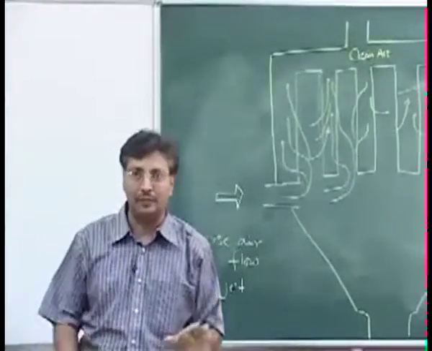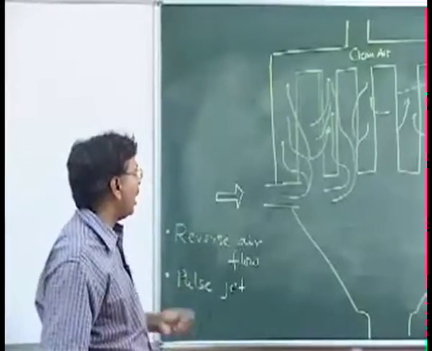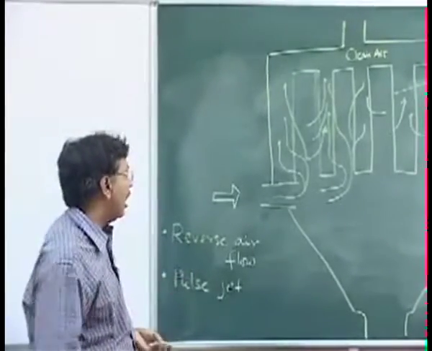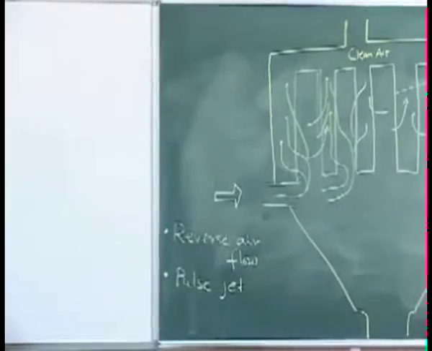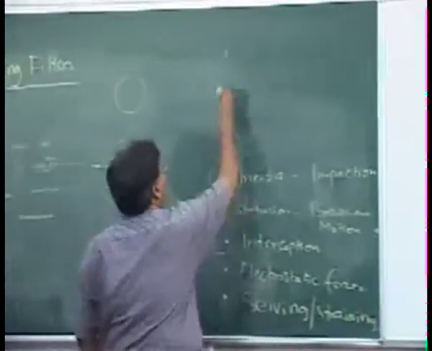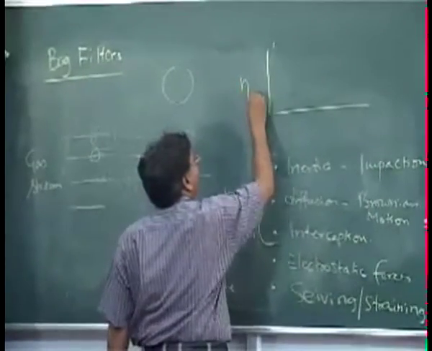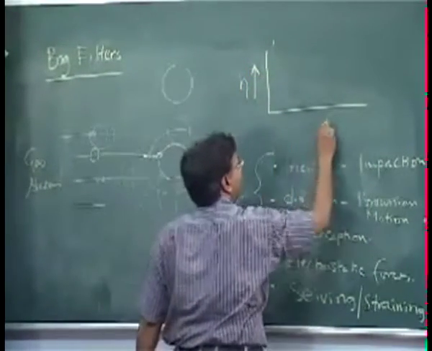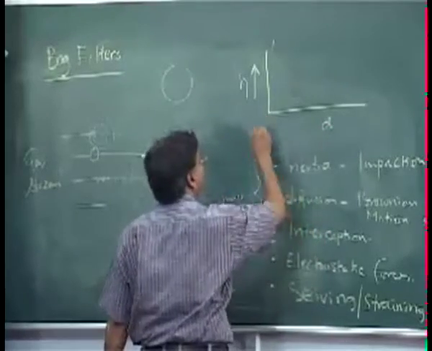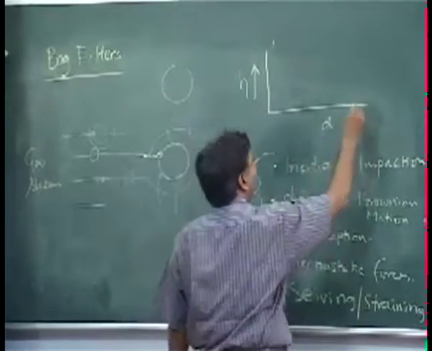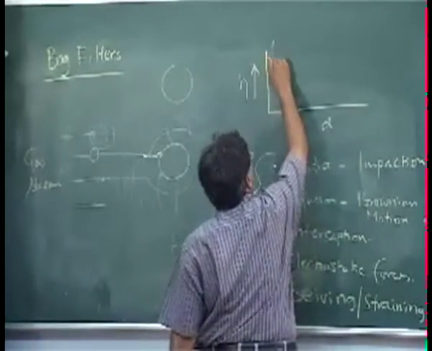That's a very important thing. So you have this particular idea, and if you look at the collection efficiency and the particle picture, efficiency of removal versus diameter, this picture also looks something like this.